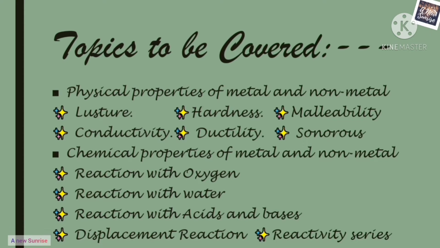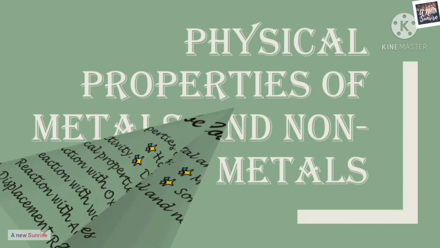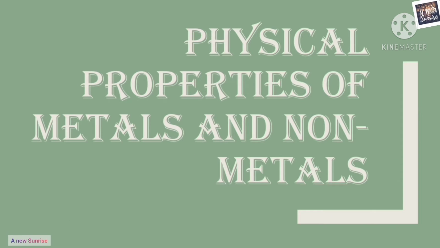Next, we would learn about chemical properties of metal and non-metal. Under this topic, we are going to study about the reaction of metals and non-metals with oxygen, reaction of metal and non-metal with water, reaction of non-metal and metal with acids and bases, displacement reaction as well as reactivity series. So, let's start. Our first topic, that is physical properties of metal and non-metal.